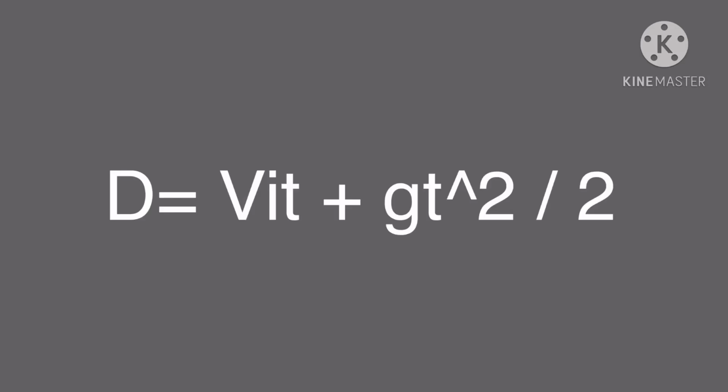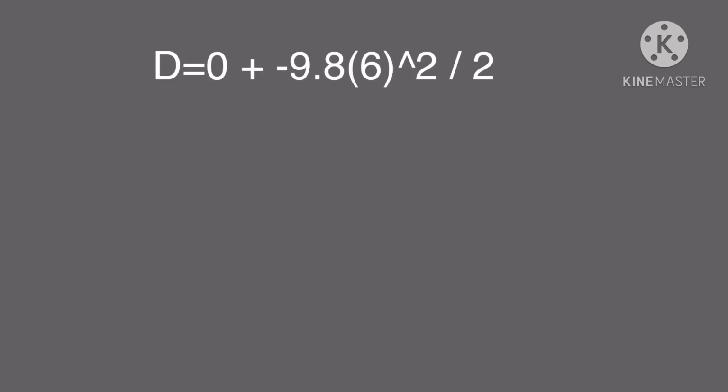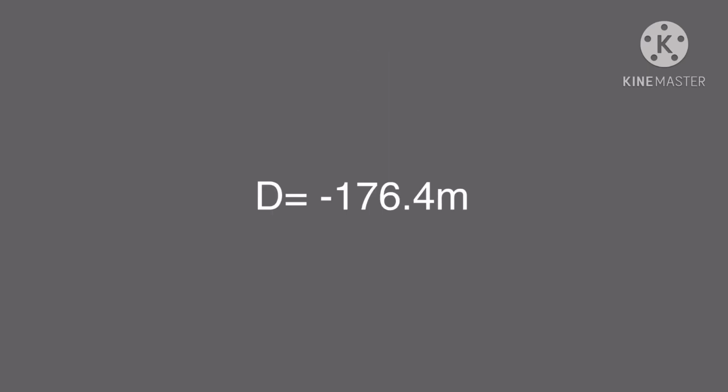So I'll use the kinematic equation, which is d equals Vit plus gt squared over 2. That's gonna be d equals 0 because the initial velocity is 0, and time is 6 seconds. When you multiply that, it is equal to 0 plus your negative 9.8 times 6 squared over 2, which is gonna be negative 176.4 meters. That is your answer.